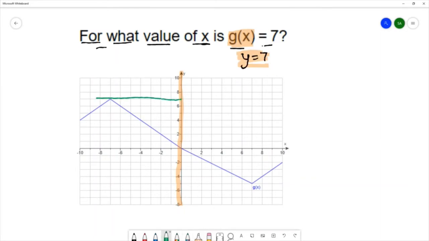So if I go across on both sides, the only point on the graph that has a y value of 7 is right here, and the x value that matches that is -7. And so x equals 7, I'm sorry, -7 is when g of x is equal to 7.